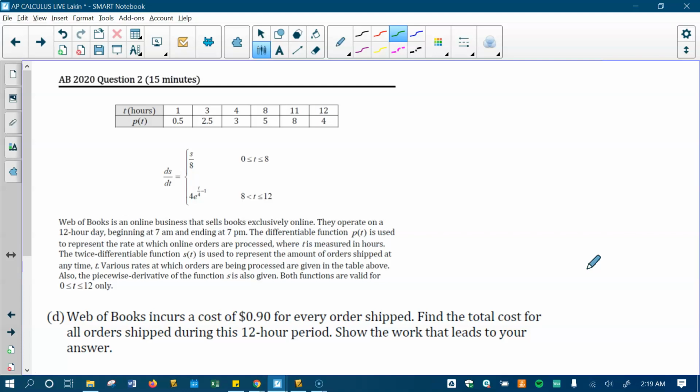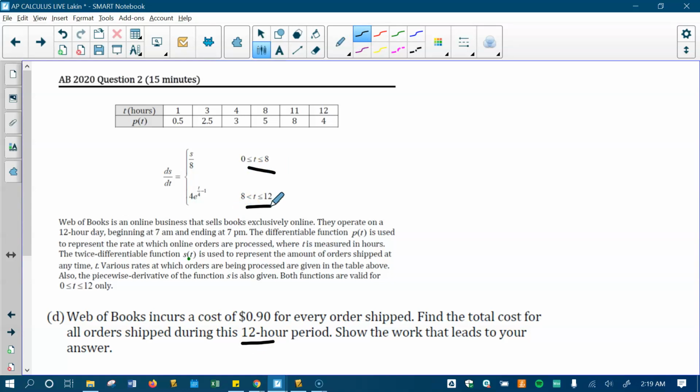Okay, Webwood Books incurs a cost of 90 cents for every order shipped. Notice for every order shipped means that I'm going to use S of t. I'm not going to use P of t here. Find the total cost for all orders shipped during this 12-hour period. Okay, so 12-hour period means I need both of these equations.